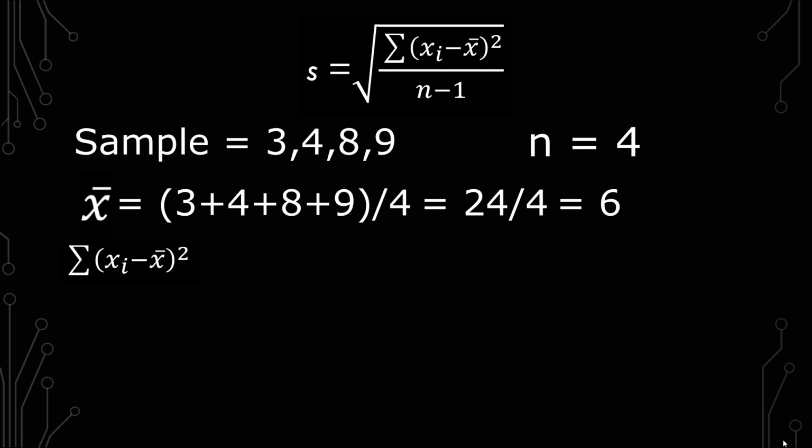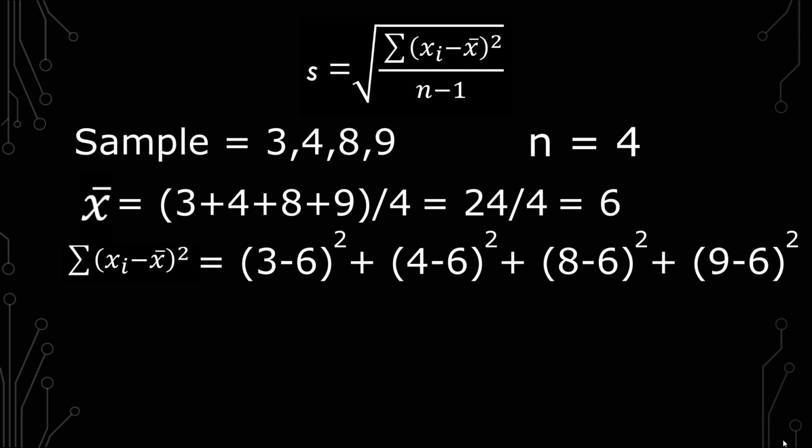The next is probably where most people screw up, because this is, frankly speaking, the most complicated step, and that is the summation of xi minus x bar squared. So we have 3, 4, 8, and 9, and we have to subtract 6 from each one of those. And then after we subtract 6 from each one of those, we have to square it. And then after we square it, you add them all together. And so I'm going to walk you through how to do this.